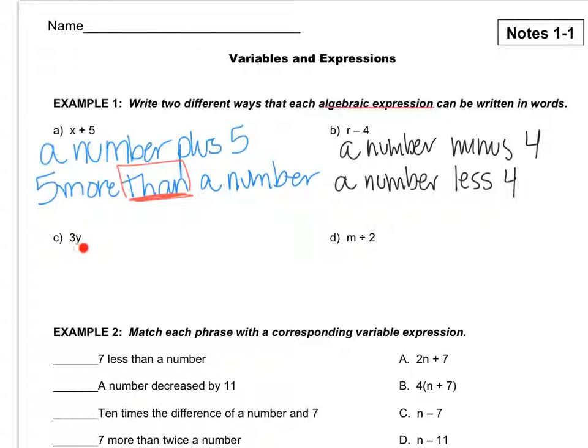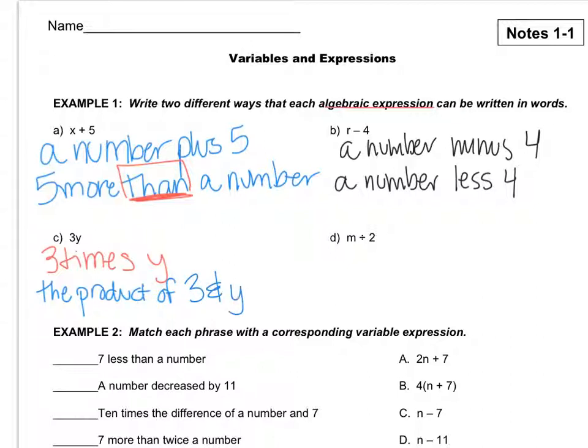On C, we have 3y. Now notice there's not an addition sign or a subtraction sign in between the 3 and the y, so that means our operation is multiplication. So I can write exactly what I said, 3 times y. Now multiplication also means product. So I could also say the product of, and what two numbers are we multiplying? We're multiplying 3 and y, so it's the product of 3 and y.